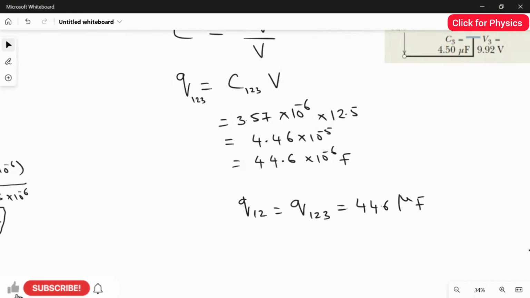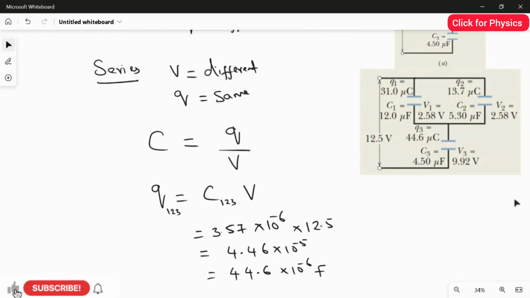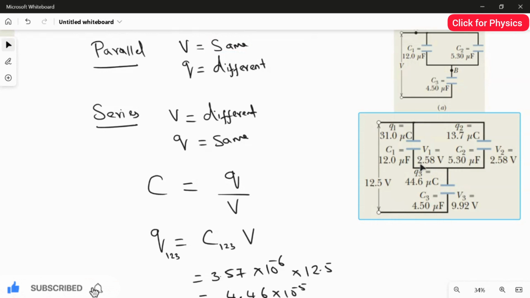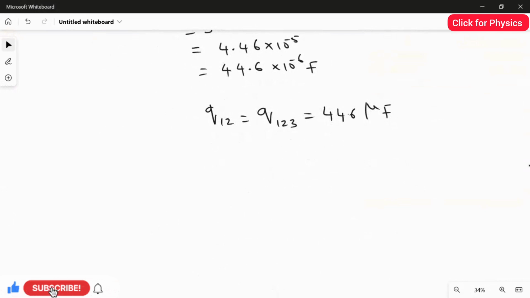Clear? Okay. Now let's see what is the potential across the capacitors 1 and 2. So I'm going to find what should be the potential here. Actually in the answer they mentioned the potential across C1 is 2.58 and potential across C2 is 2.58. Why? Because if the capacitors are arranged in parallel, your potential will be same. That's the reason you can see 2.58, 2.58. Right? So we are going to find what should be the potential across V12. If you want to find the answer for V12, again you have to use the rule of the capacitance of the capacitor, C is equal to Q over V. Therefore V is equal to Q over C.